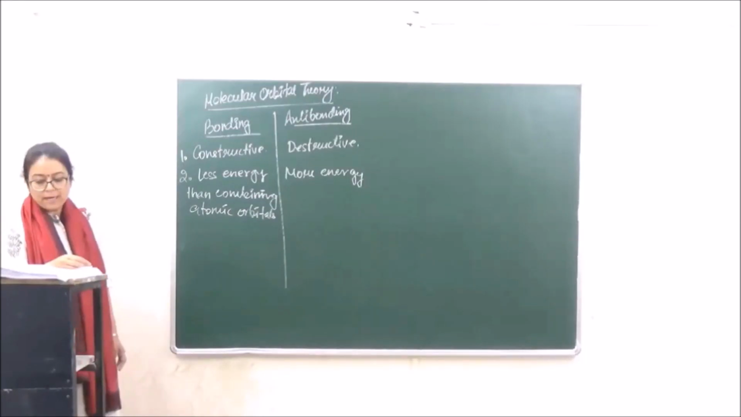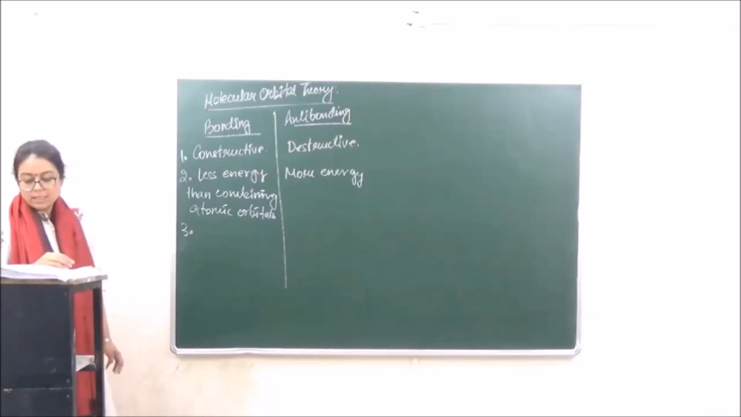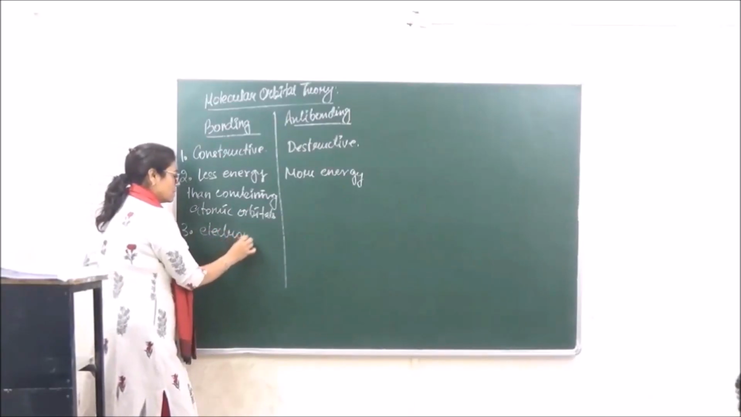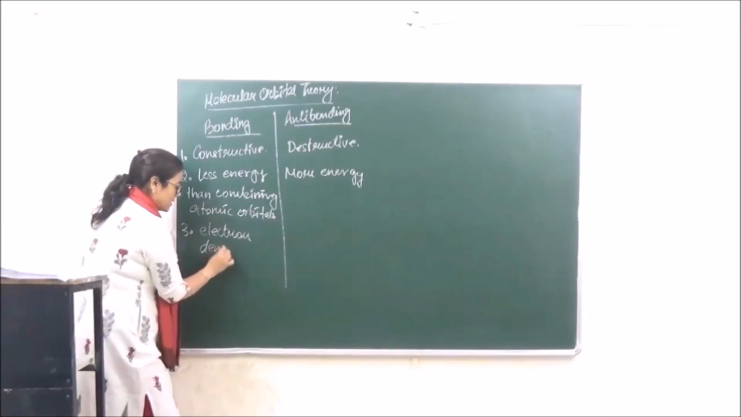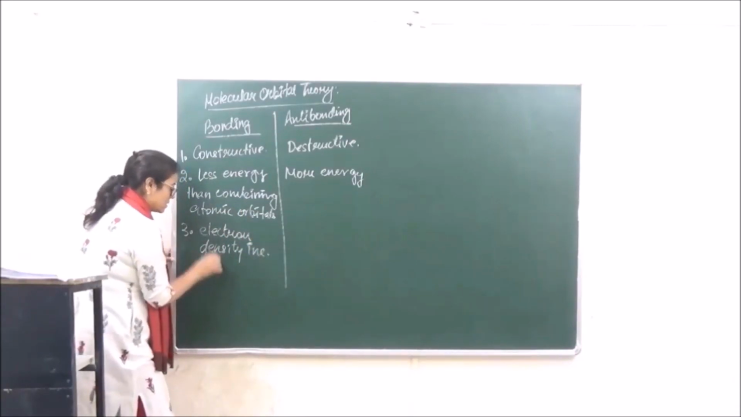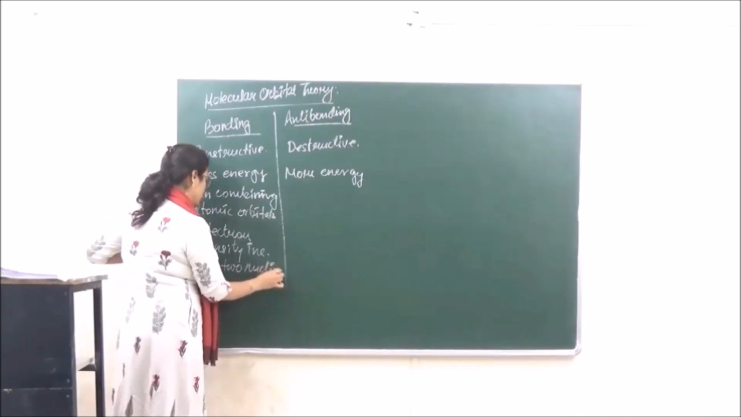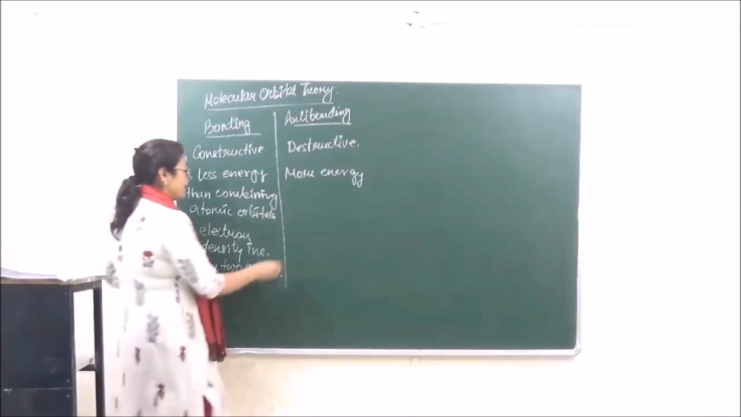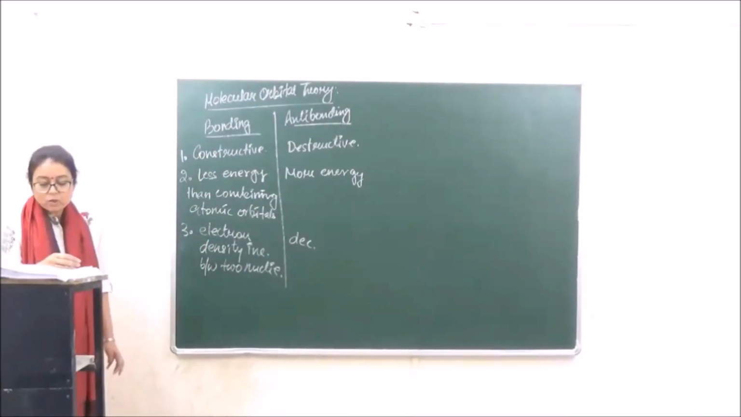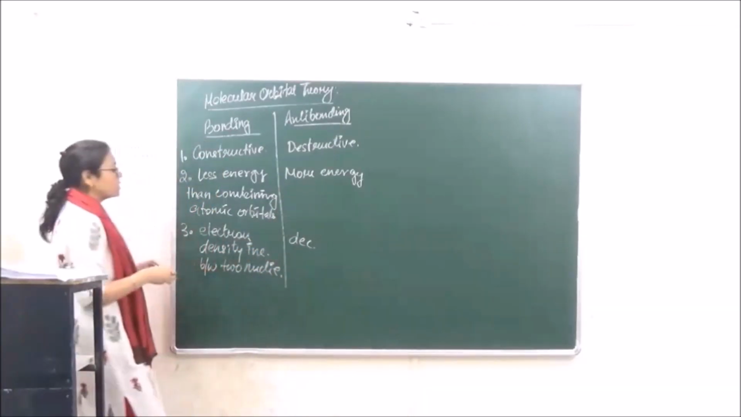Okay? Then number 3, in case of bonding molecular orbitals, the electron density increases between two nuclei, whereas in anti-bonding, electron density decreases between the two nuclei. In fact, there is going to be a nodal plane present in case of anti-bonding, which we will discuss just now in the next section.